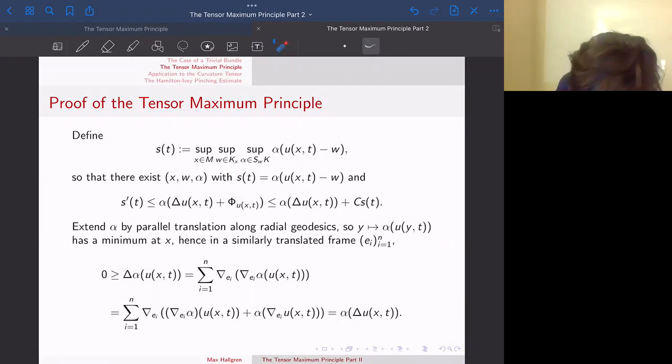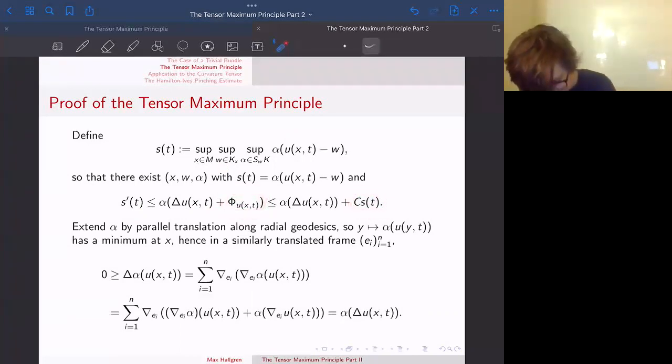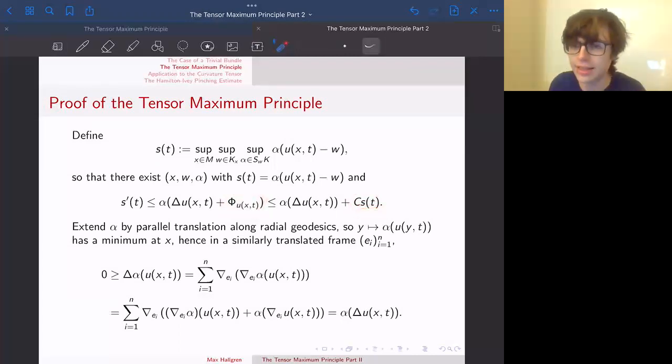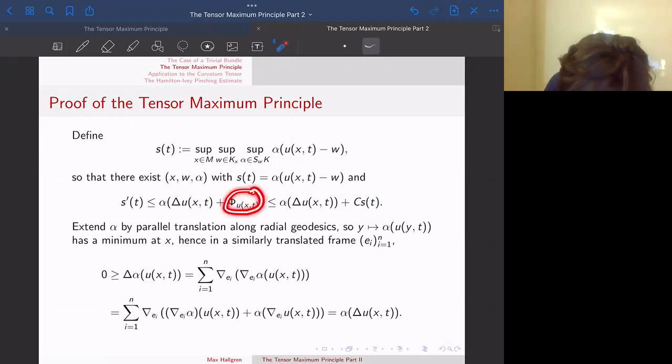Okay, but we have a similar formula for what the derivative of this thing is in time. So we get this once again. And just by the exact same argument here, we can estimate this by c s of t. Right. So this is again using the fact that our convex sets are preserved by the ODE. So that's how we estimate this term.